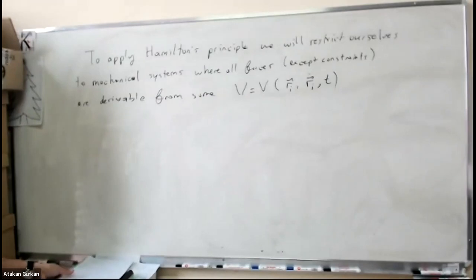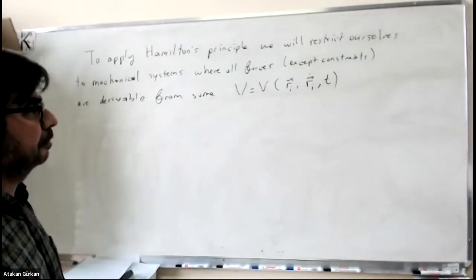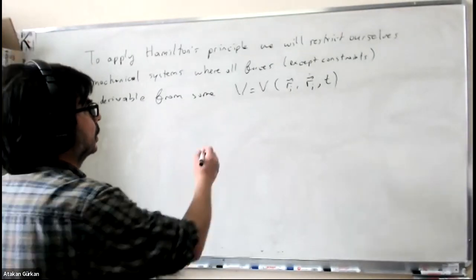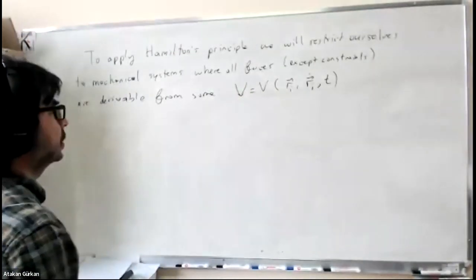So this needs to be a function of positions, velocities, and possibly time. Okay. Now, such systems are called monogenic.